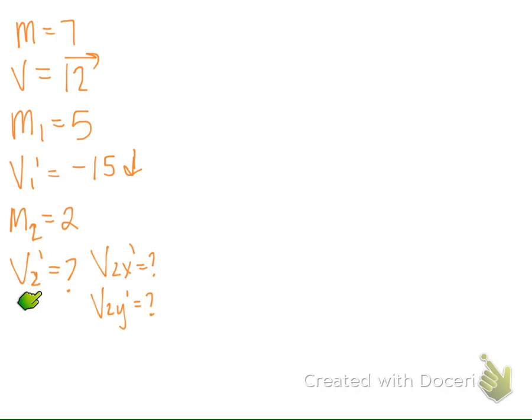We have to solve for components since this is going at an angle. If this was just going straight north or straight south, we wouldn't have to bother with components. But from our drawing, from the image we were shown, we know that it's going at an angle, which means we need to do components.